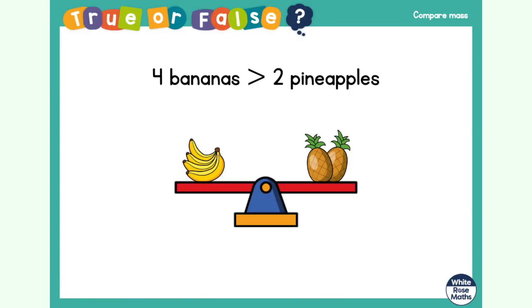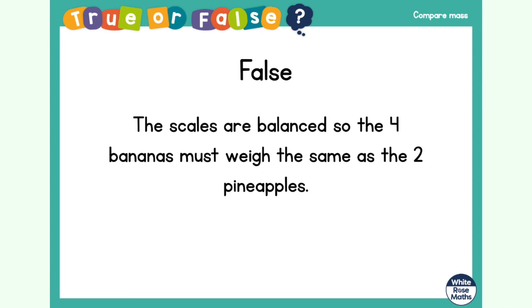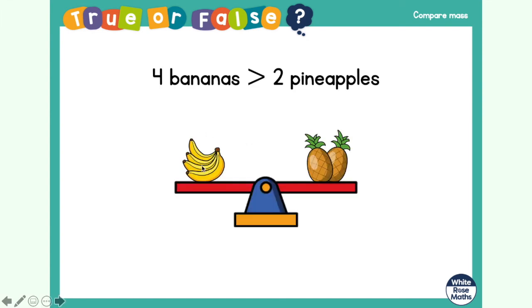Ready? It's false. If you have a look, the scales are balanced, so 4 bananas must weigh the same as 2 pineapples. Look, there they are balanced, so really we need an equals sign. 4 bananas is equal to 2 pineapples. Okay, well done today. We'll finish things there.